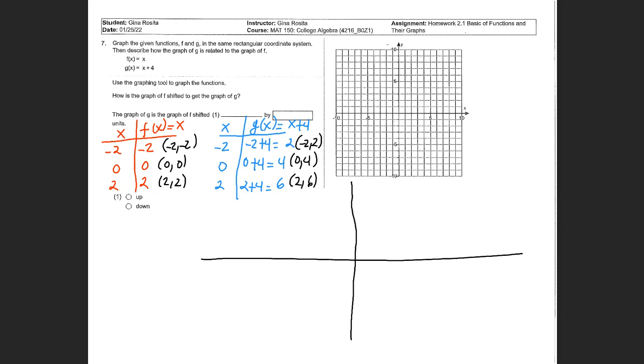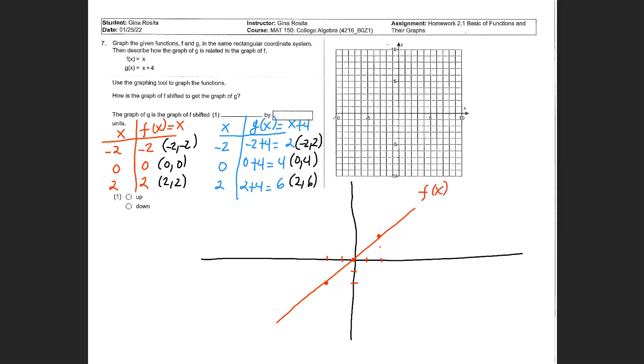Okay. Now for x now. Negative 2, negative 2. This is negative 1, this is negative 2. Negative 1, negative 2 over here. That's right. 0, 0, and 2, 2. 1, 2, 1, 2 over here. So this is for f of x.